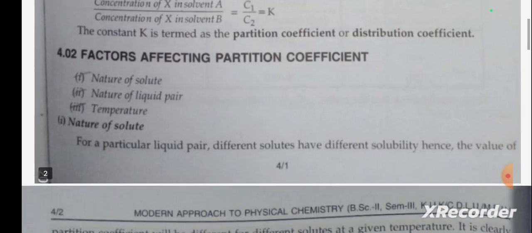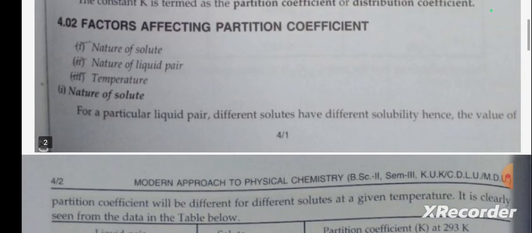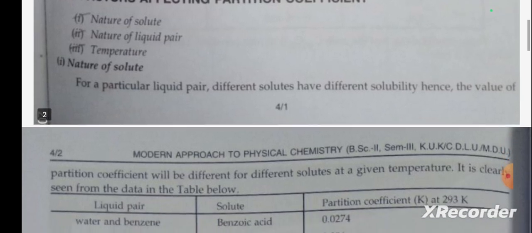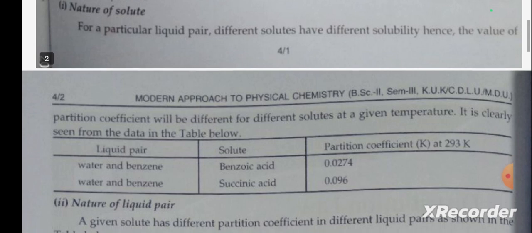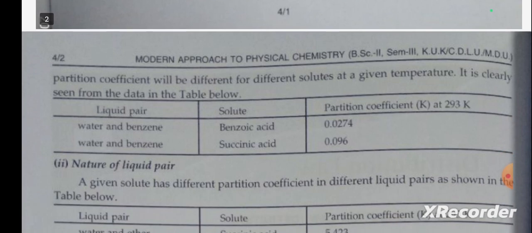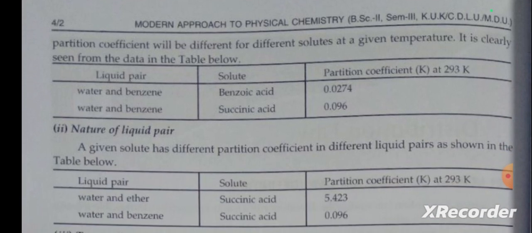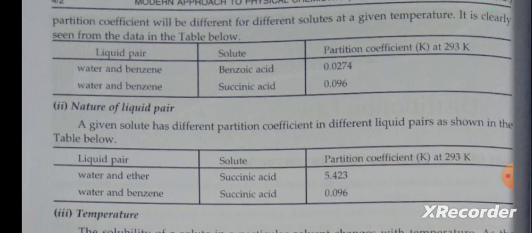Factors affecting partition coefficient: nature of solute, nature of liquid pair, temperature. Nature of solute. For a particular liquid pair, different solutes have different solubility, hence the value of partition coefficient will be different for different solutes at a given temperature. It is clearly seen from the data given below. Water and benzene, benzoic acid; water and benzene, succinic acid: 0.0274 and 0.096.